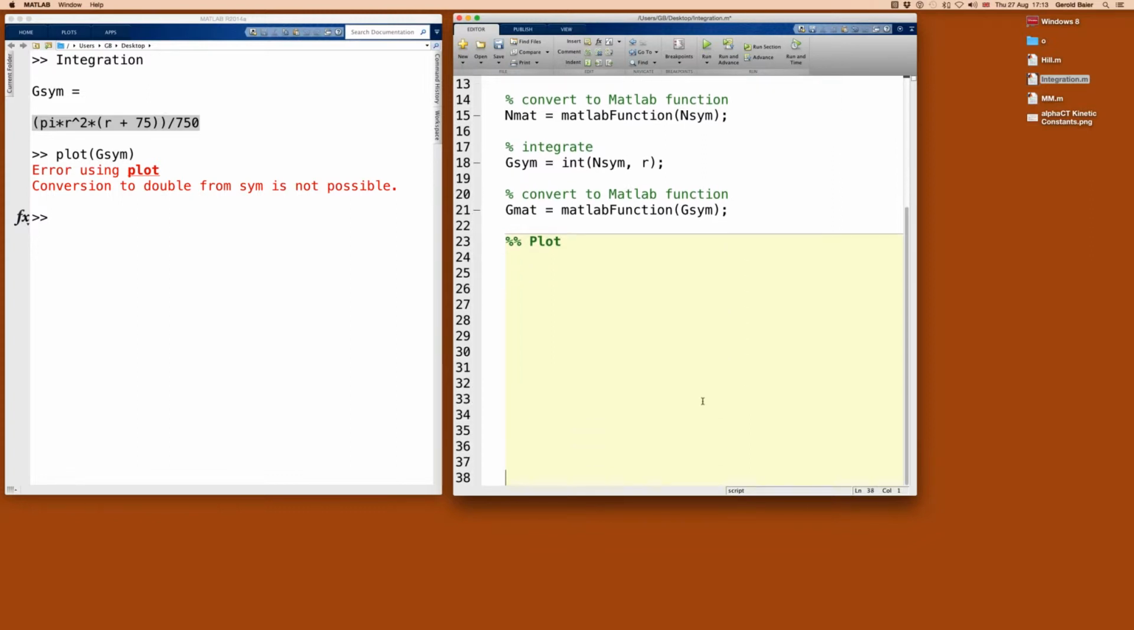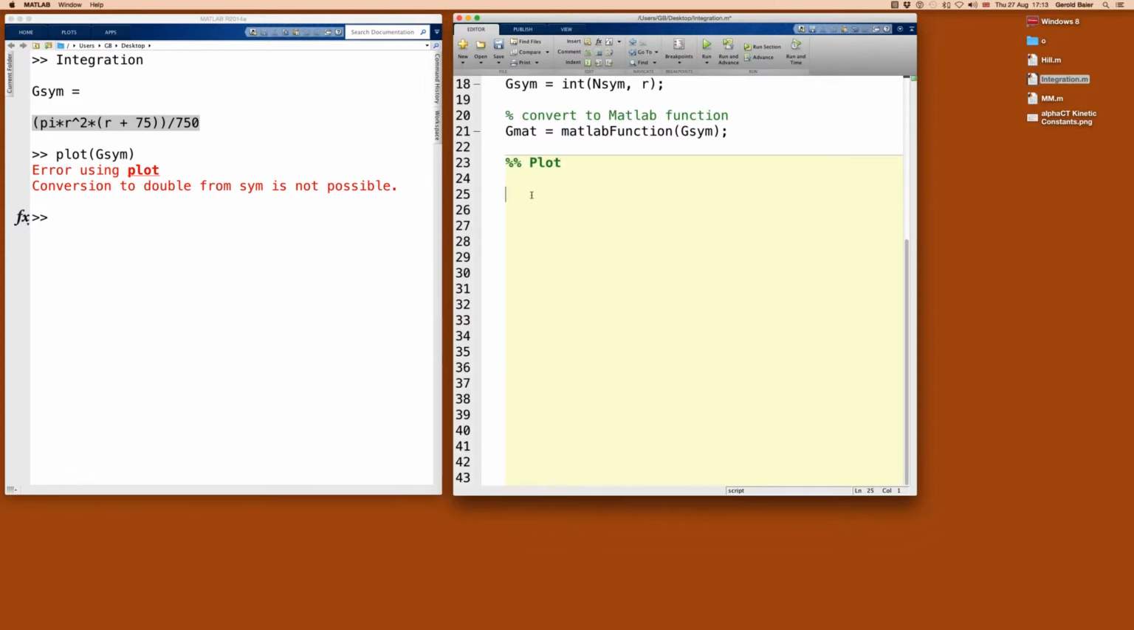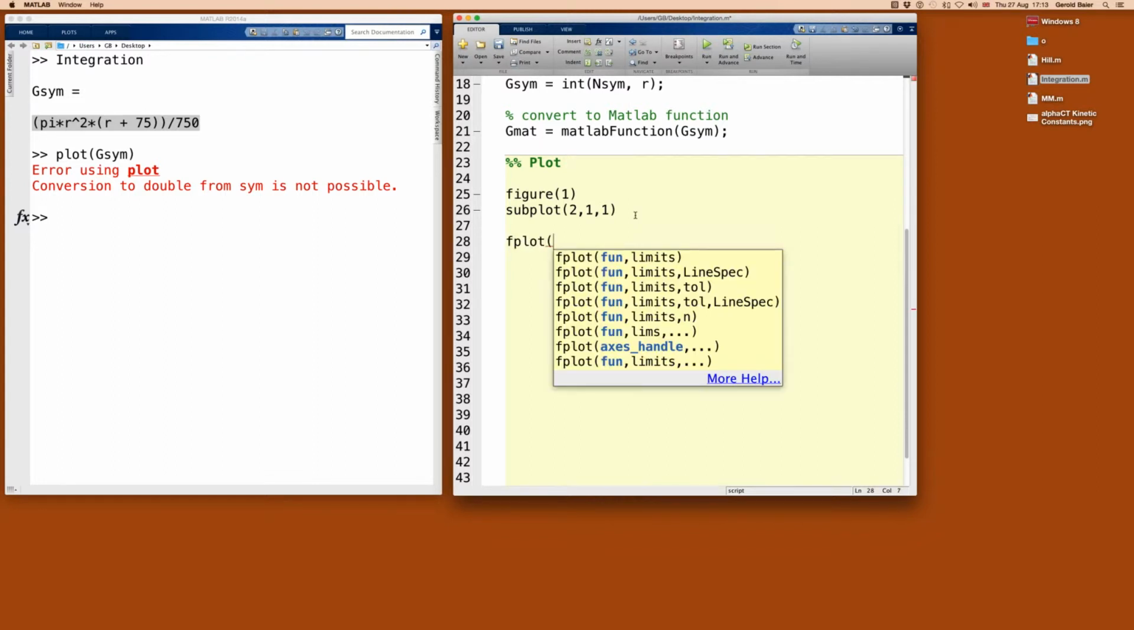Just going to give some space on the screen. Okay, so let's make a new figure. And then we want to add some subplots to this because I want to plot both functions, one above the other. So subplot, 2 by 1, yeah. We want two rows, one column. First plot. Okay, and then we can use the fplot function to plot a function, because the function we have is now in the form of a MATLAB function, so we can use fplot.